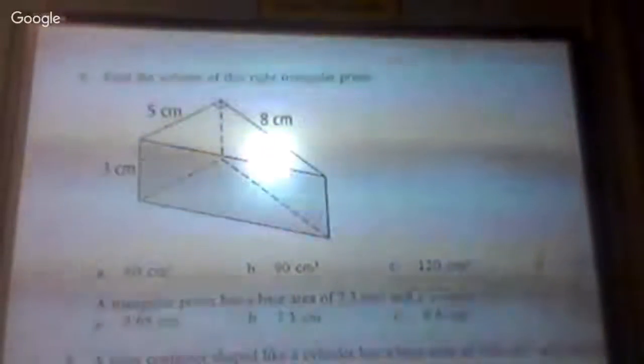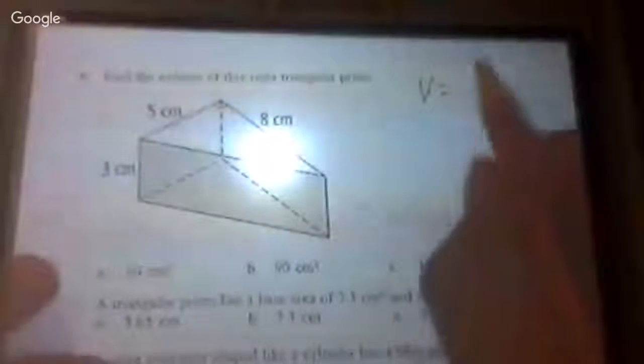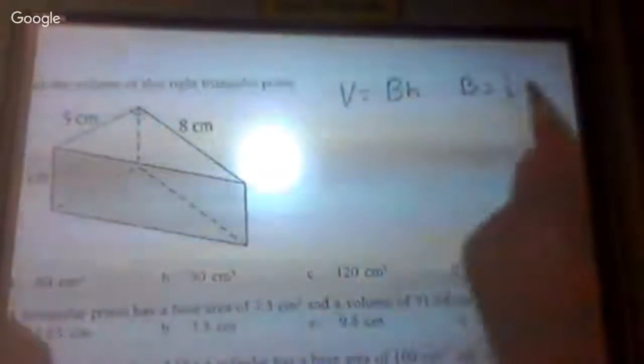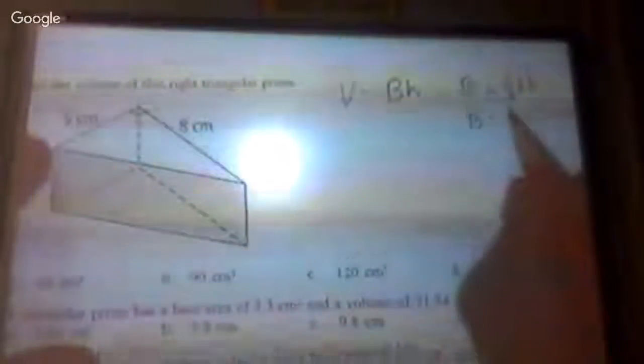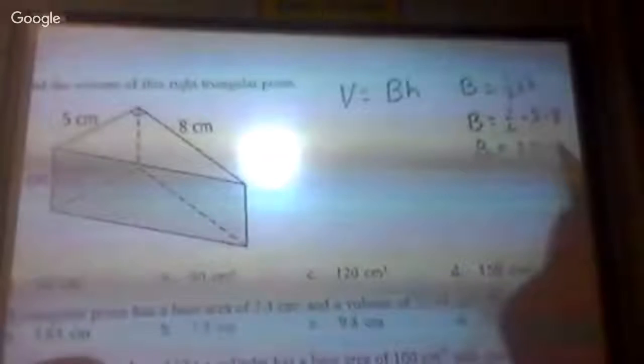If you take a look at problem number 6 here, it says find the volume of this right triangular prism. So obviously you see the base. This is not a pyramid, so this is not a third. So the volume in this problem is big B times H, and B in this problem equals 1/2 base times height. So therefore, big B is 1/2 of 5 times 8. So big B equals 20 centimeters squared.